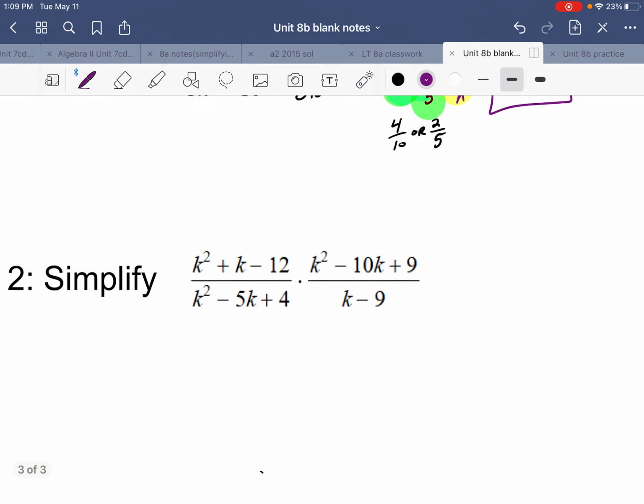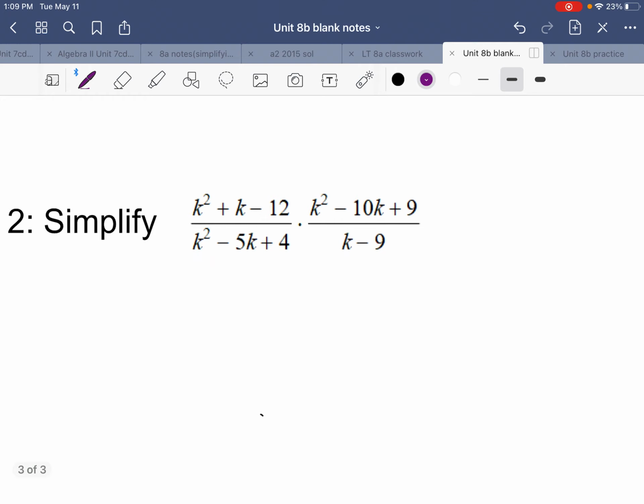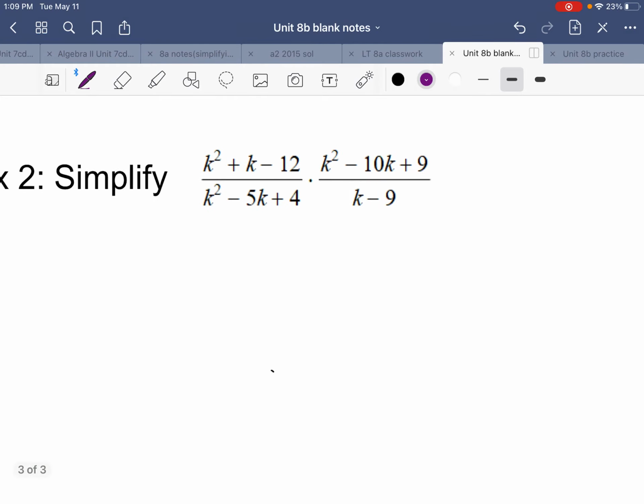On number 2, we're no longer dealing with monomial numerators and denominators. So our first step is to factor. So we need to factor k squared plus k minus 12. Well, there's a shortcut when the a is 1. This is a trinomial, 3 terms, it's a quadratic. Main thing is this is a quadratic.